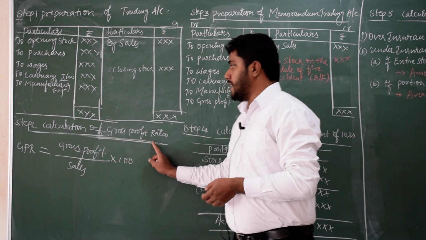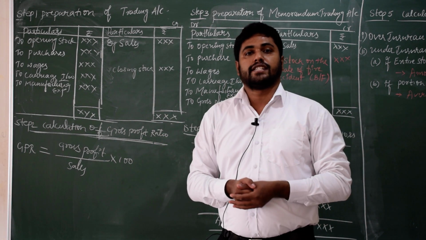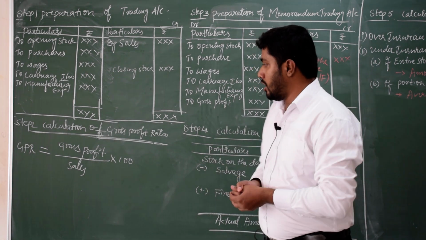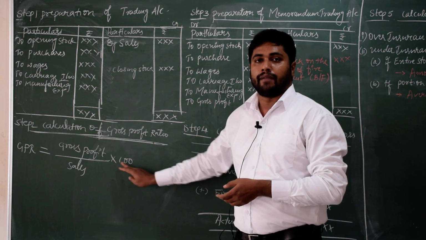The step number 2 is calculation of gross profit ratio. So, for calculating gross profit ratio, we have the formula: gross profit divided by sales multiplied by 100.